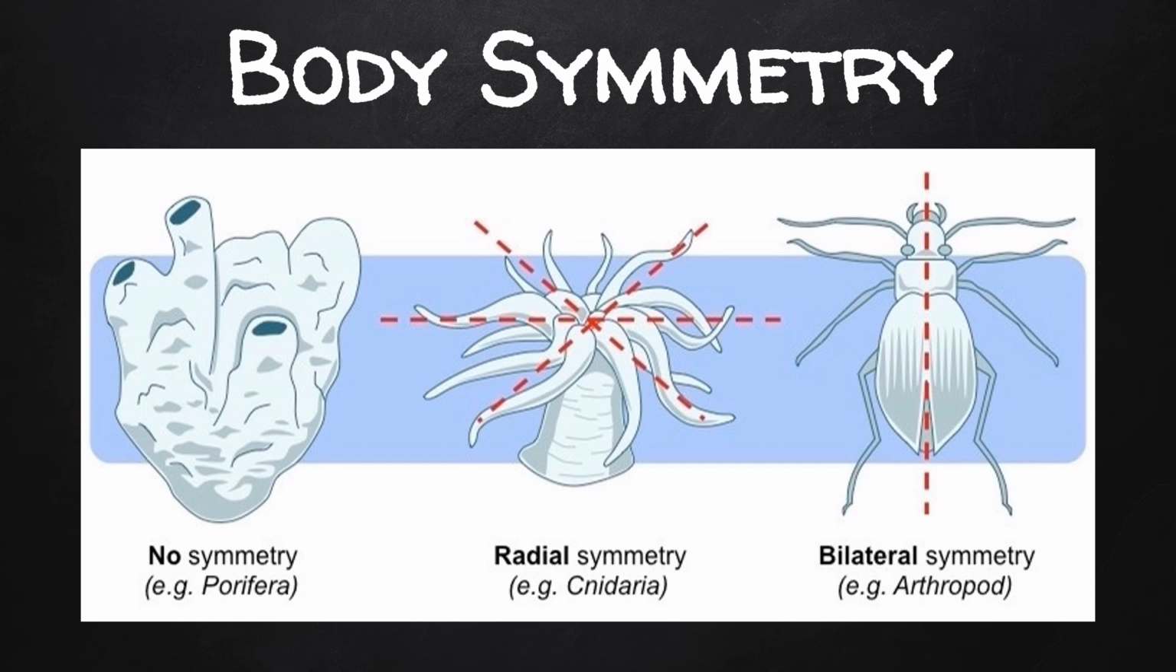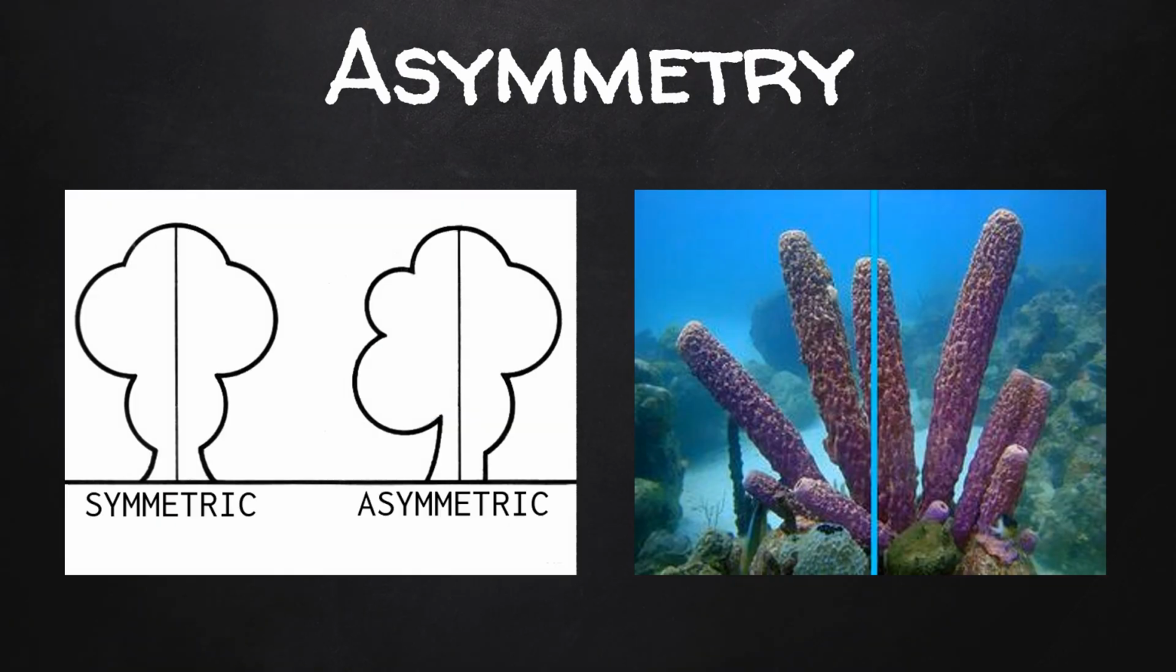Symmetry of an animal's body is a trend in the classification of animals. Body symmetry refers to how alike or different the halves of the body are, depending where you divide it. There are three types of body symmetry in animals: asymmetry, radial symmetry, and bilateral symmetry. The prefix a means not, so asymmetry is having no symmetry. The body of a sponge is asymmetrical.